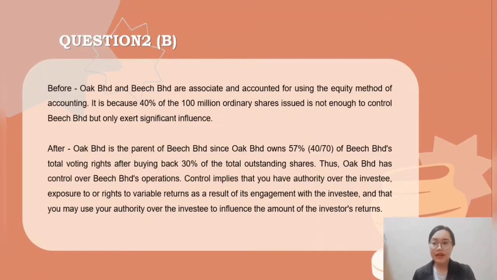After the share buybacks by Beach Berhad, Org Berhad is the parent of Beach Berhad since Org Berhad owns 57%. How to calculate it? 40% divided by the balancing ordinary shares of 70%, we get 57% of Beach Berhad's total voting rights after buying back 30% of the total outstanding shares. Thus, Org Berhad has control over the Beach Berhad operations.